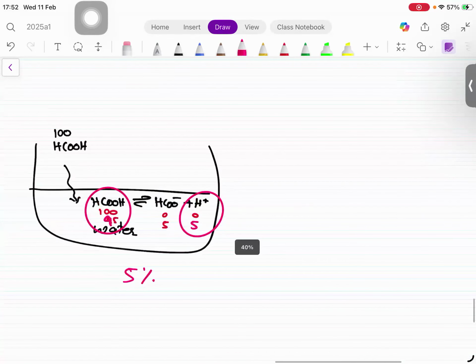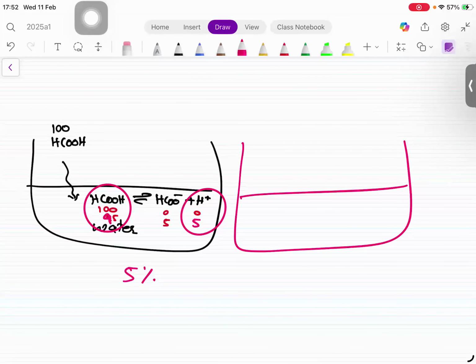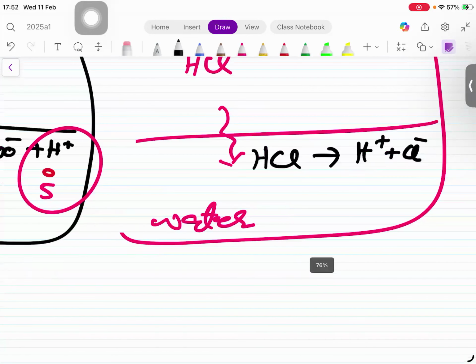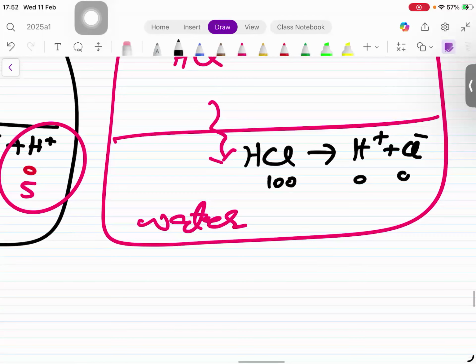On the other hand, for the sake of comparison, I took 100 molecules of HCl and put them in the same amount of water. You know what happened? All 100 molecules of HCl ionized to give H positive, Cl negative. So in this case, 100 was initially here, 0 here. But after a while, I saw nothing on this side. All of them turned into 100 H positive and 100 Cl negative.